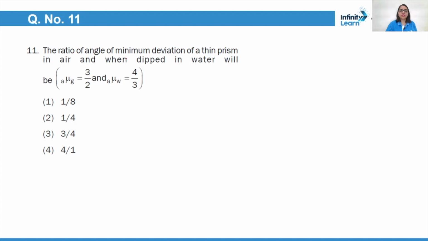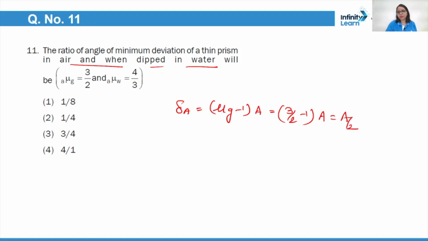Question number 11. The ratio of minimum deviation of a thin prism in air and when dipped in water will be? So minimum deviation in air is mu g minus 1 into A, which is 3 by 2 minus 1 into A, and that is A by 2.